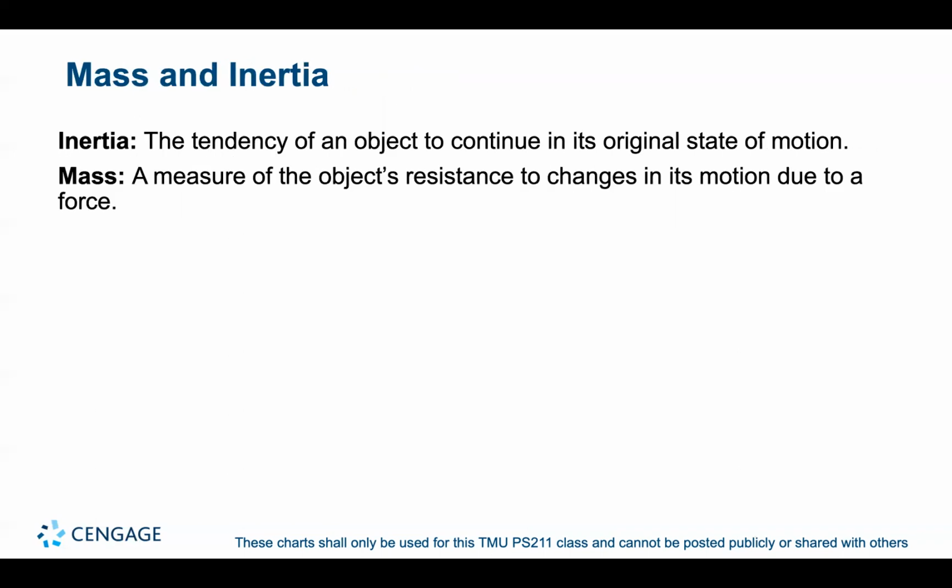We'll start with that. So let's give a little bit of thought in terms of what mass and inertia is. Inertia is the tendency of an object to continue in its original state of motion. Mass is a measure of the object's resistance to change in its motion due to force.